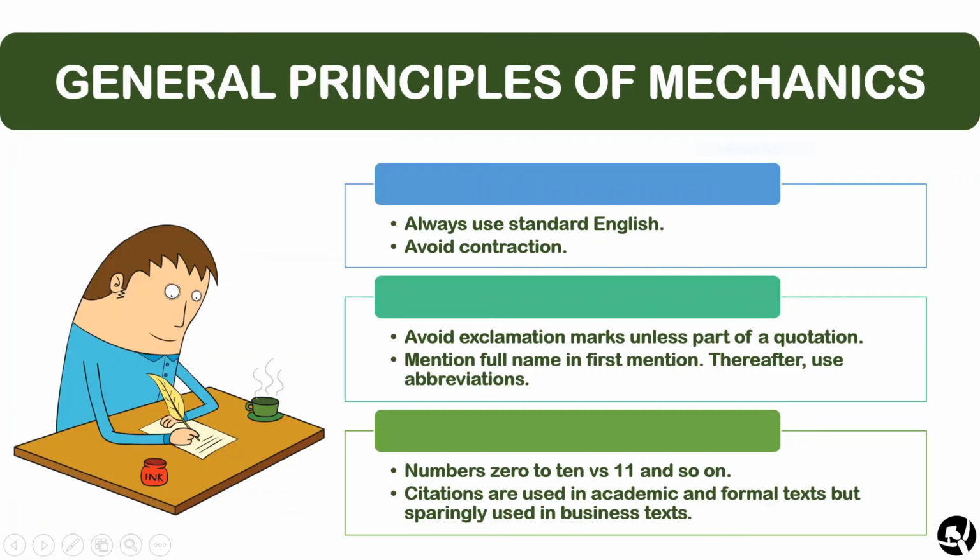Following are the general principles of mechanics. Number 1, always use standard English. Number 2, avoid contractions. Number 3, avoid exclamation marks unless these are part of a quotation. Number 4, mention full name in first mention. Thereafter, use abbreviation. Number 5, numbers 0 to 10 versus 11 and above, and so on. Number 6, citations are used in academic and formal text but sparingly used in business text.